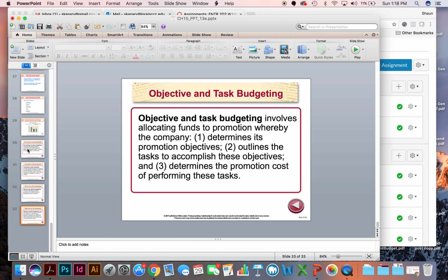Now, the objective and task budgeting determines promotional objectives and outlines the tasks to accomplish those objectives, and then determines the cost to perform those tasks. This is the objective and campaign budgeting that we use on a daily basis. We put together objectives and campaigns, and then allocate budget towards those campaigns. And what happens is that we evaluate those campaigns afterwards, how well they performed on return on investment, and then we put together future campaigns based off of past performance of other campaigns.